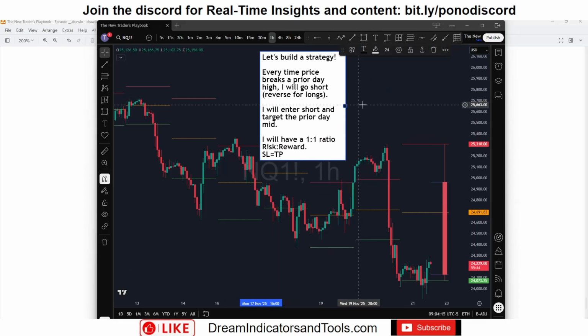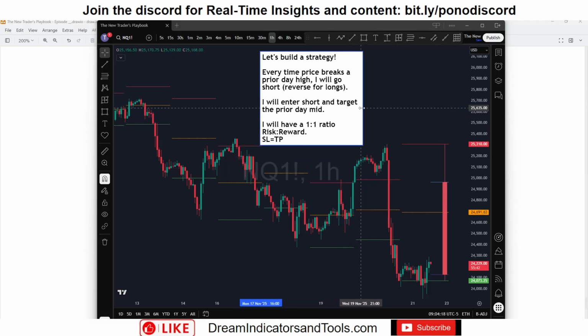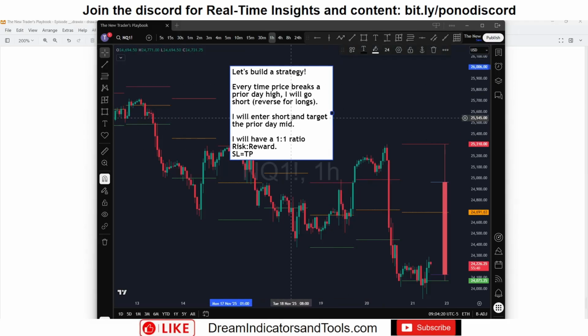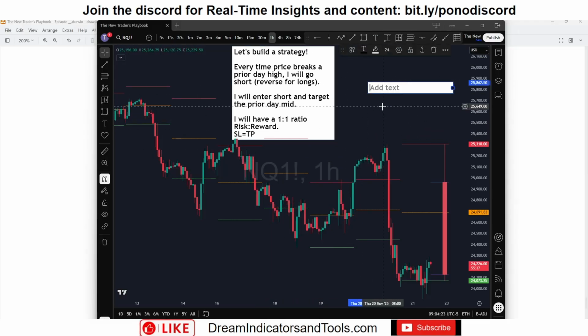Something that makes logical sense. Now that we have some very, very basic rules, the next thing we want to do is backtest. So let's backtest. What would that look like?